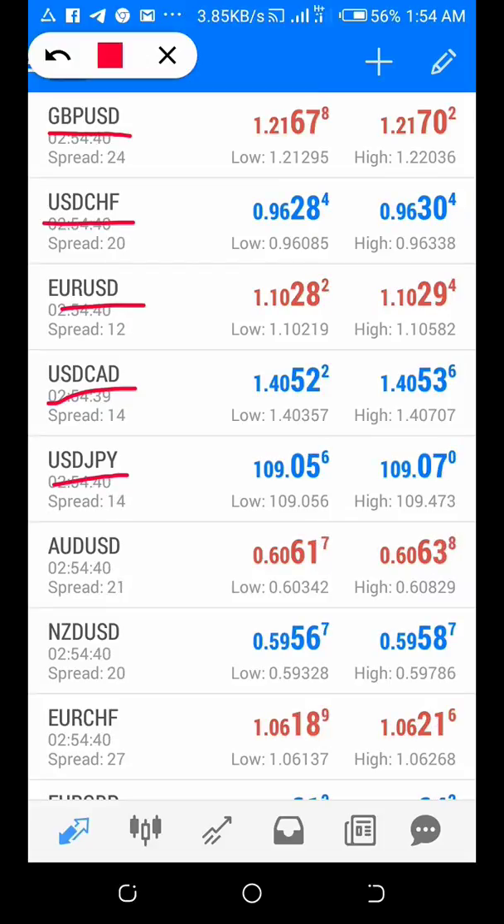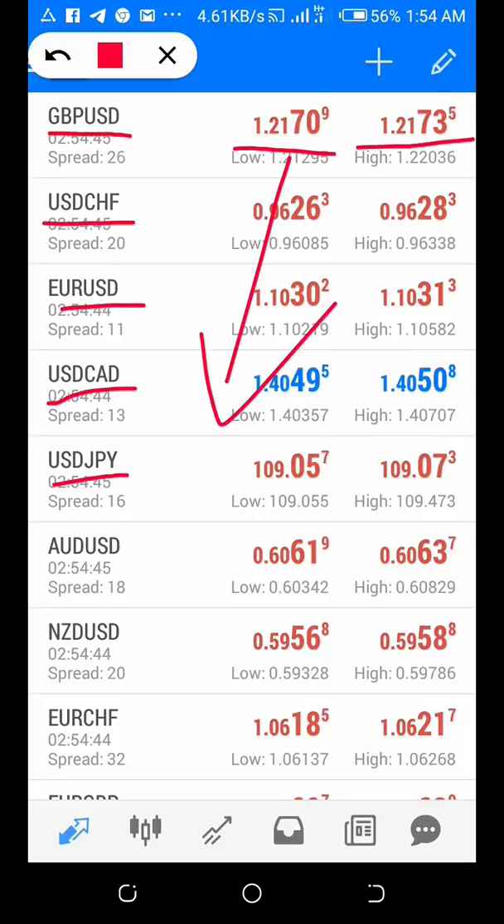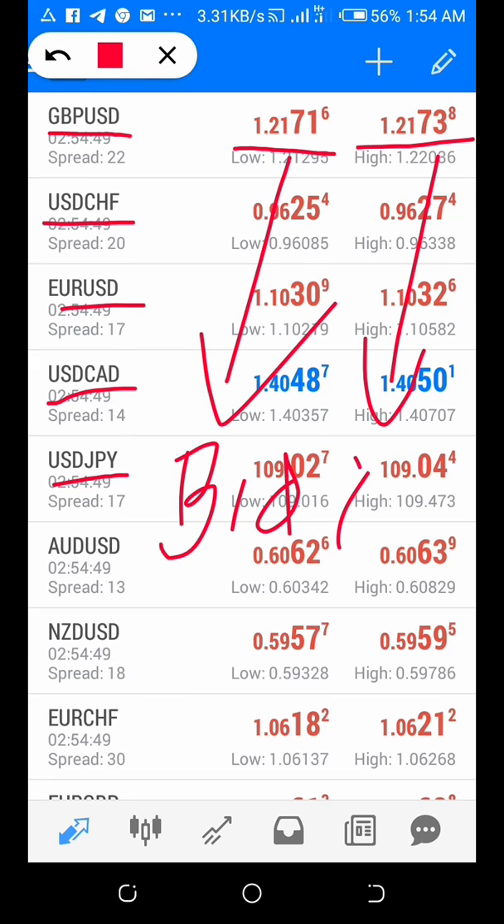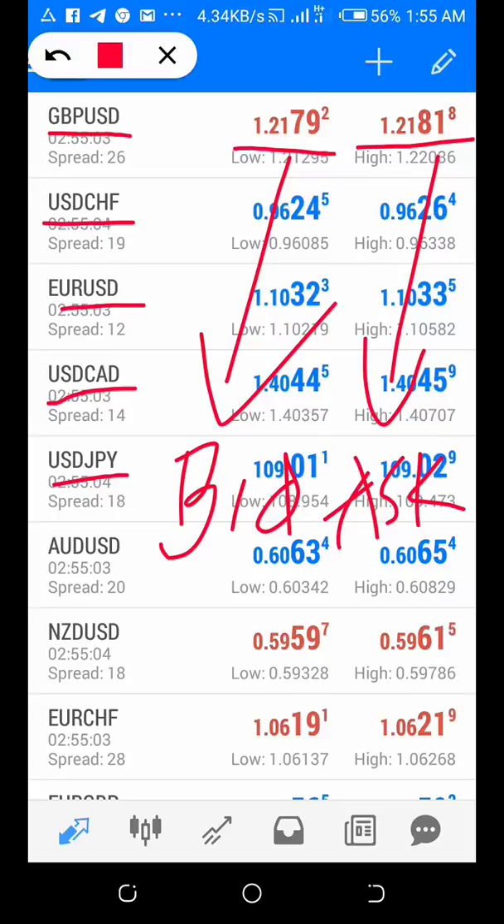Then you can see these numbers changing. We call this one the bid price, and this one the ask price. The bid is what you are willing to pay to place a trade, and the ask price is what the broker is willing to offer you.